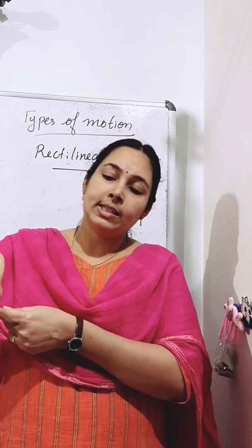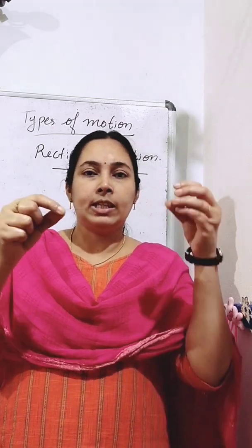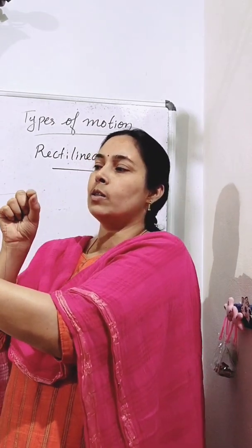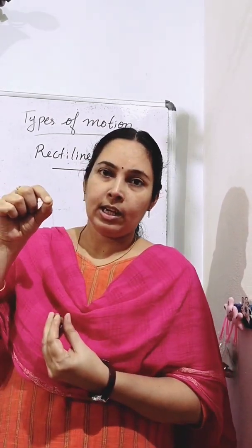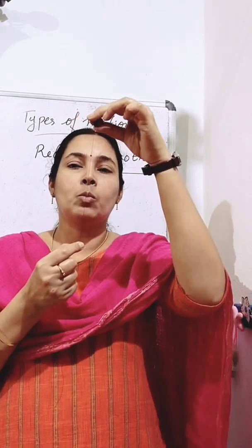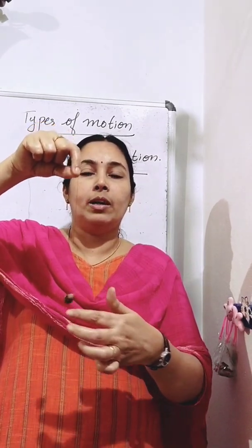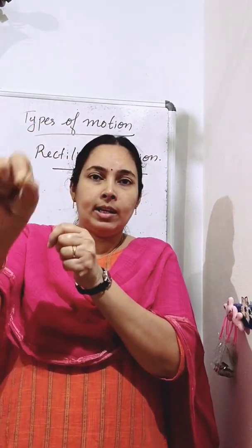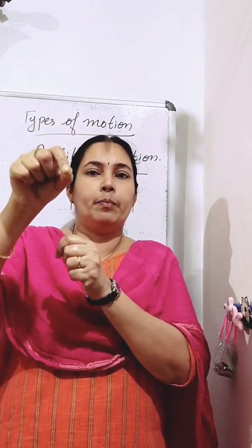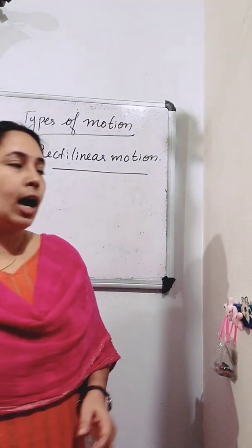And what about the distance of the stone from my hand? If it is here, the length is this much. If it is rotating and reaching this side, the length is the same. If it is here also, the length is the same. So in this motion, the distance of the stone from my hand remains the same. I am rotating it, but always the distance of the stone from my hand is the same. And this type of motion is called circular motion.